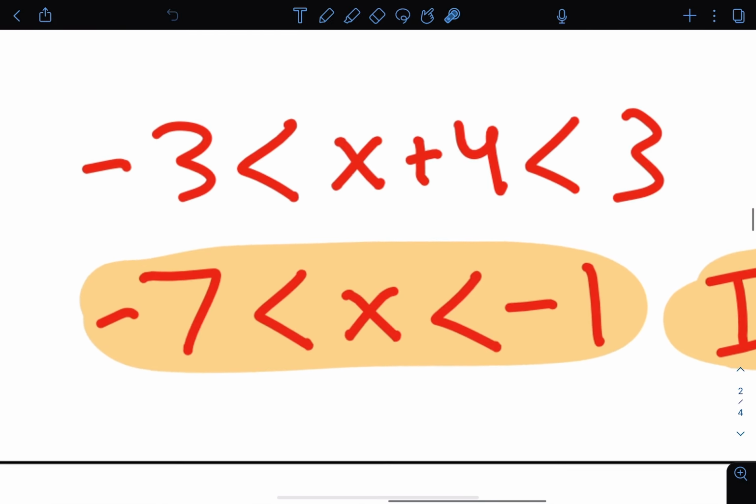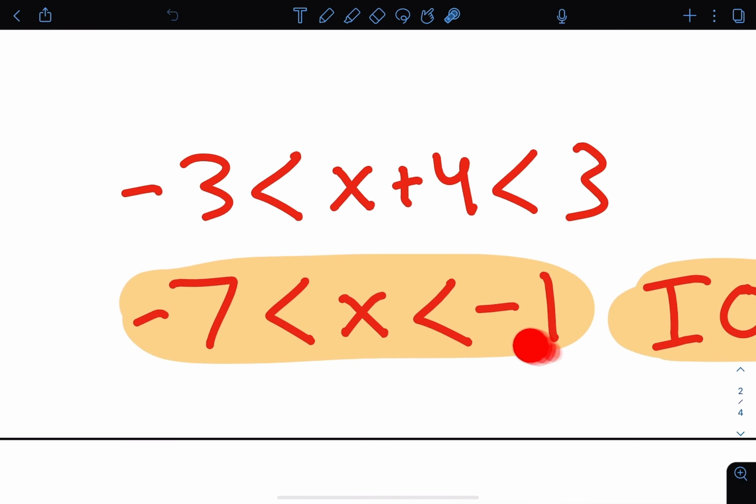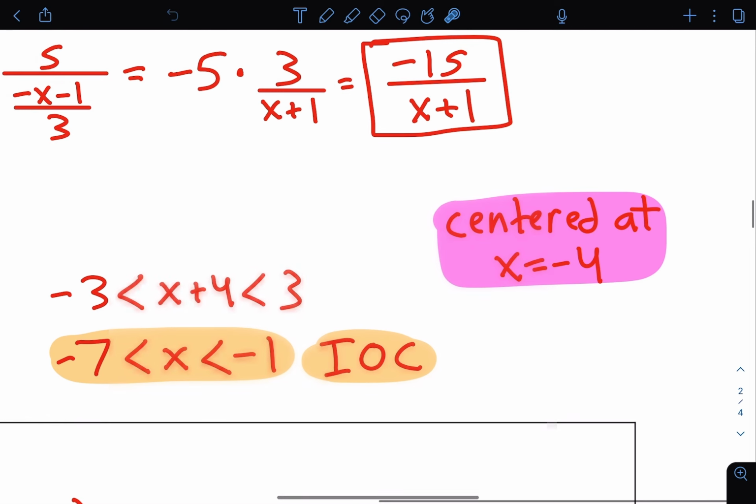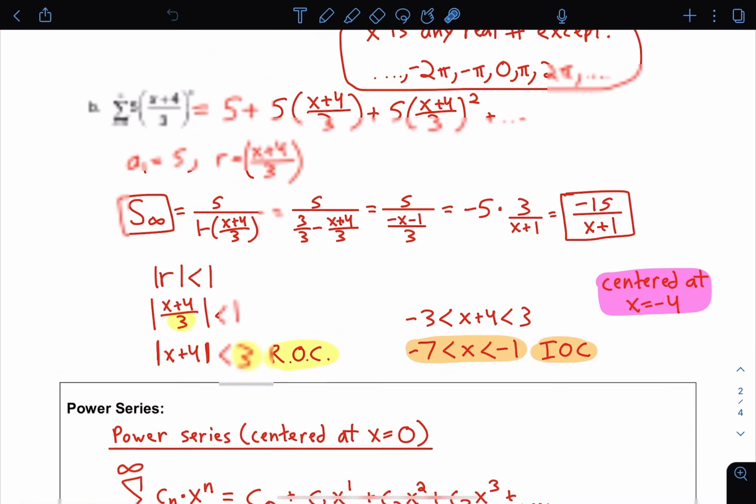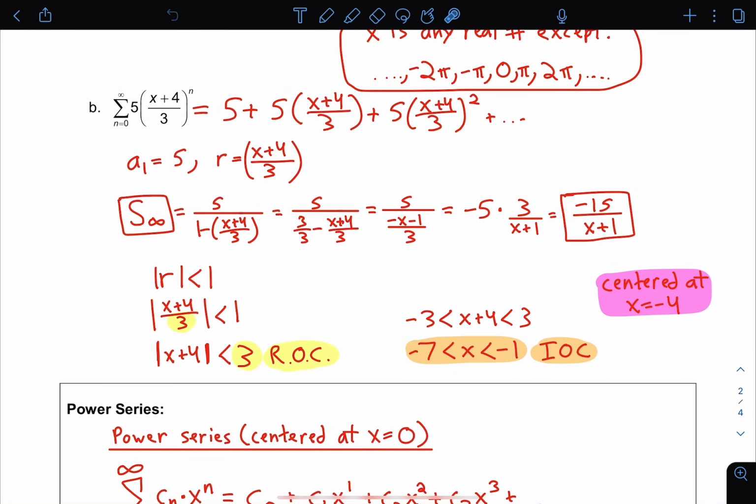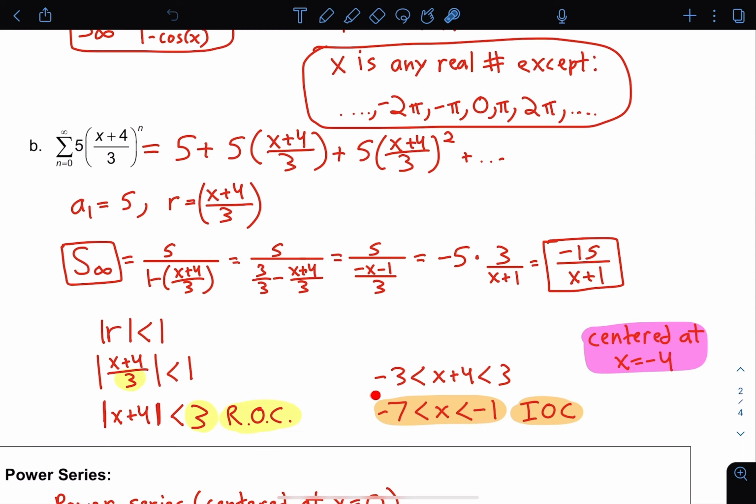So what number is between negative 7 and negative 1? Think about the number line. What's exactly in the middle of those? It is x equals negative 4. So this series is centered at negative 4 with a radius of 3. That's how I get this specific interval of convergence from negative 7 to negative 1.